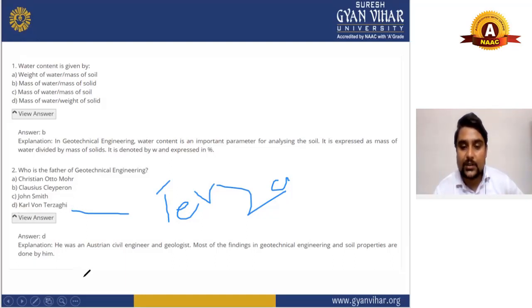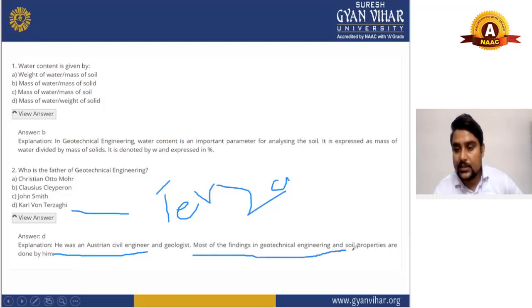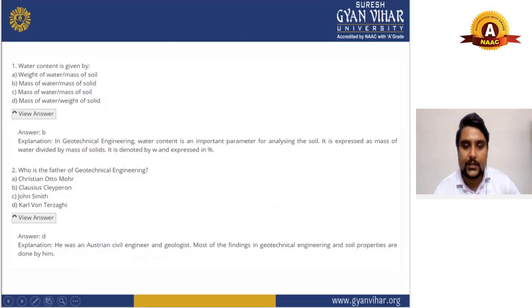He was an important man in the field of geotechnical engineering. He was an Austrian civil engineer and geologist. Most of the findings in geotechnical engineering and soil properties were made by him. Many times this type of question has been asked, such as what was the nationality of Terzaghi? It is Austrian, and he did a lot of work in geotechnical engineering.